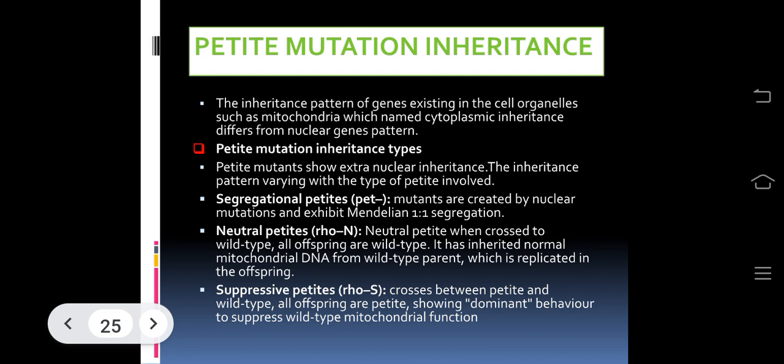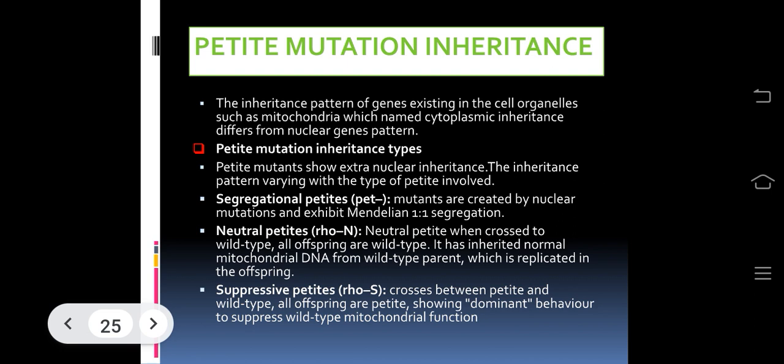Segregational petites, pet negative mutants, are created by nuclear mutations and exhibit Mendelian 1:1 segregation. Neutral petites, rho N. When neutral petites are crossed to wild type, all offspring are wild type. It has inherited normal mitochondrial DNA from the wild type parent, which is replicated in the offspring. Then suppressive petites, rho S, crosses between petite and wild type. All offspring are petite, showing dominant behavior to suppress wild type mitochondrial function.